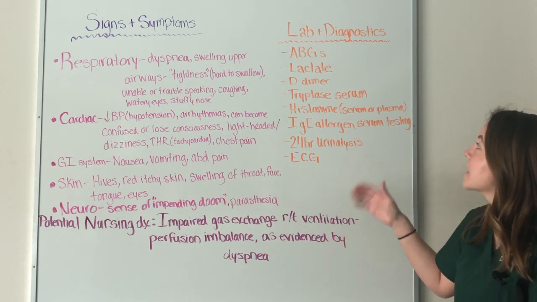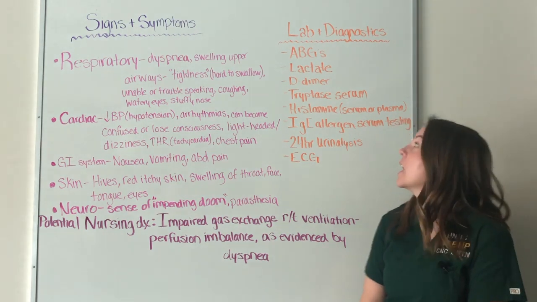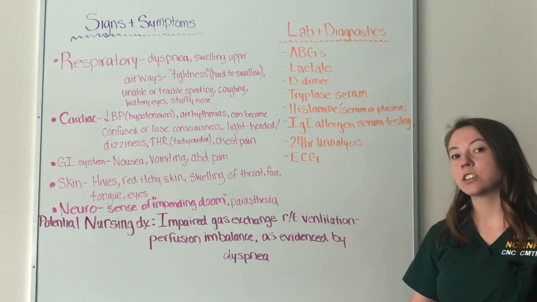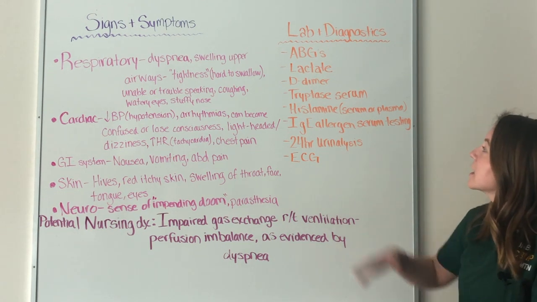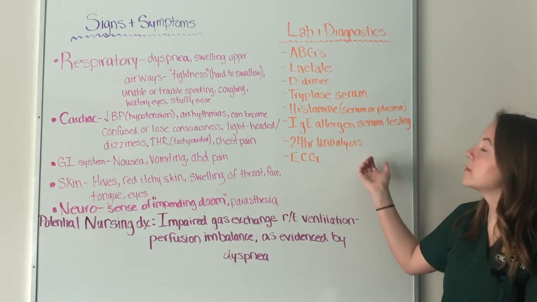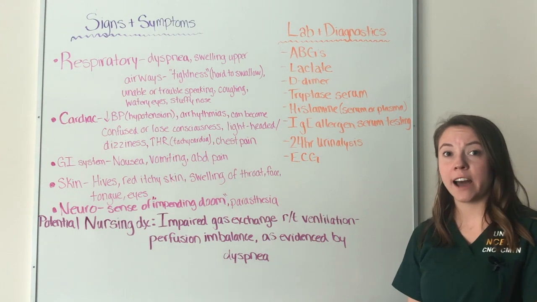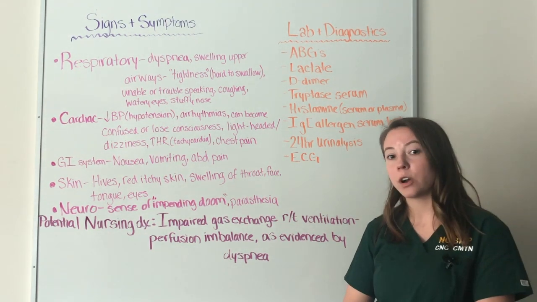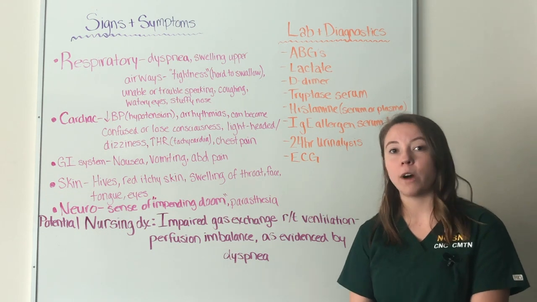Tryptase is an enzyme that's released same with histamine. That can be checked 1 to 2 hours after to prove that it was an anaphylactic reaction, as this will be increased with anaphylaxis. Same with histamine. Say this patient has never had an allergic reaction before, you're going to want to do allergen serum testing. You probably want to book that for them if we don't know what happened or what they took.